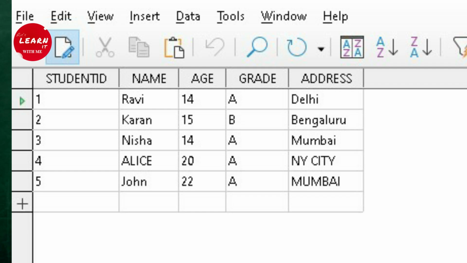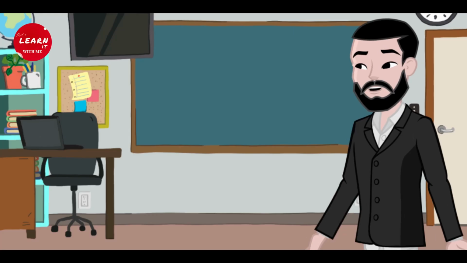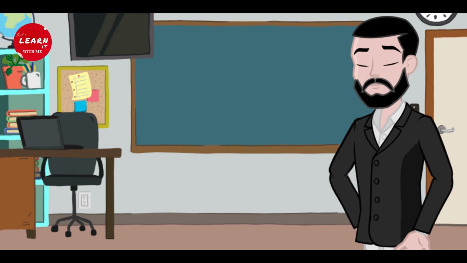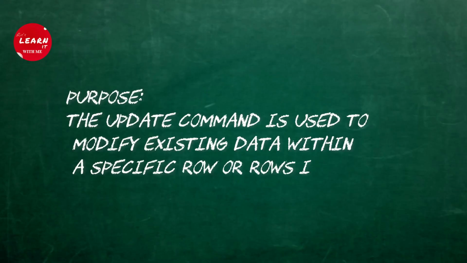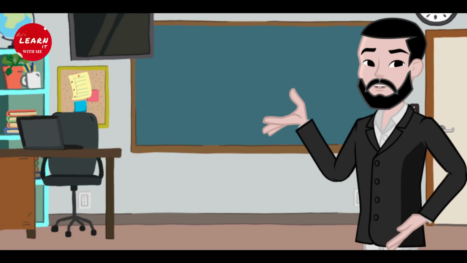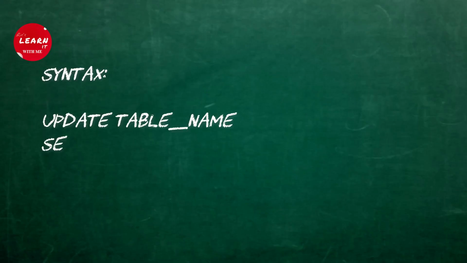Here is how your table looks. Now let's move forward to our next command, which is the update command. Its main purpose is to modify existing data within a specific row or rows in a table. Let's see the syntax of the update command.